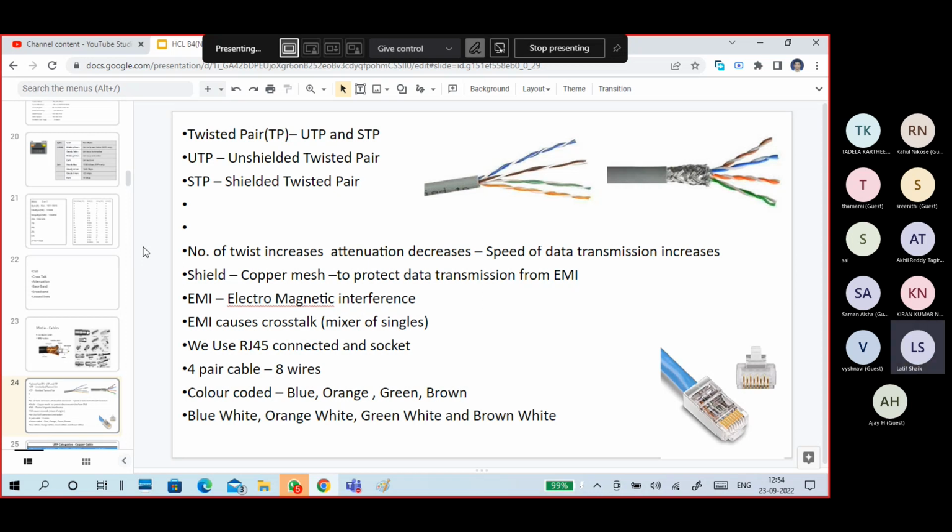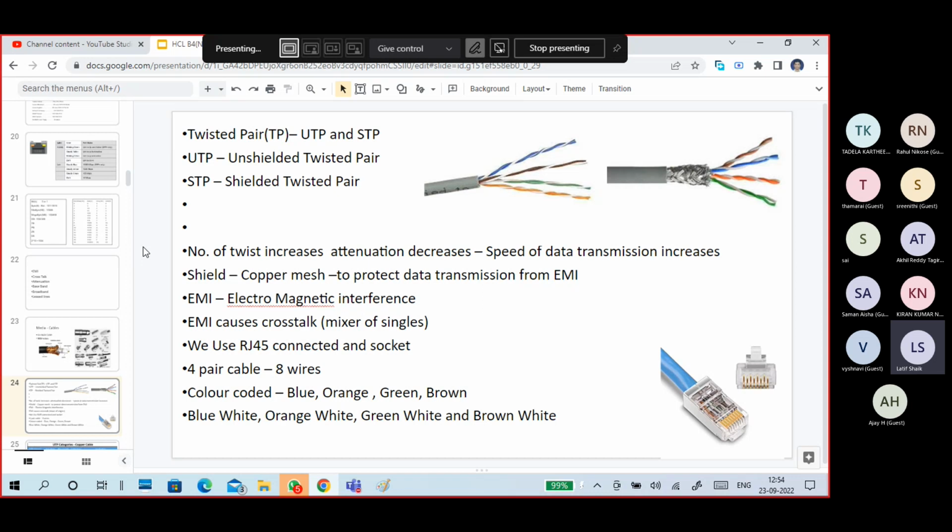Again, I'm telling you guys, this contains not four wires, but four pairs. Each pair is twisted around each other. Totally 8 wires are there. 4 wires are purely colored with blue, orange, green, brown.